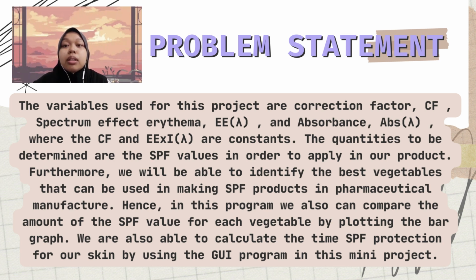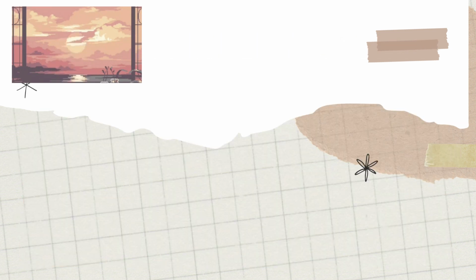Furthermore, we will be able to identify the best vegetable that can be used in making SPF product in pharmaceutical manufacture. Hence, in this program, we also can compare the amount of the SPF value for each vegetable by plotting the bar graph. We also are able to calculate the time SPF protection for our skin by using the GUI program in this mini project.